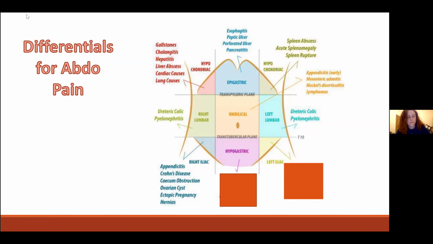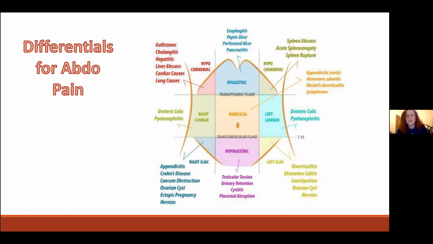Inguinal hernia, ovarian cancer, cystitis, UTIs, STIs. Yeah, really good. So testicular torsion is an important one to remember. Urinary retention, cystitis, and then obviously only if they're pregnant, but placental abruption. And then finally, how about the left iliac? Ulcerative colitis, AAA, diverticulitis. Okay, yep. So here we've got diverticulitis, UC, constipation, ovarian cyst, and hernias.